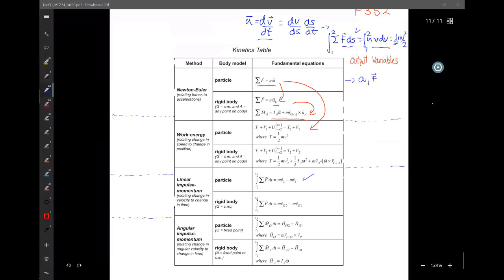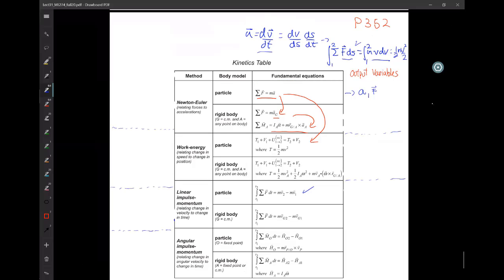We integrate Newton's second law, acceleration first. I say acceleration is this. I send the dt here, and I integrate. The integral of dv is the difference in two states, right? I get the linear impulse momentum equation. So it's the same equation. And if I integrate this guy for a rigid body, I get this. Yes? We did this in class.